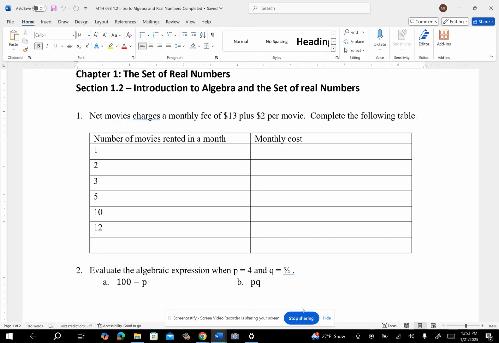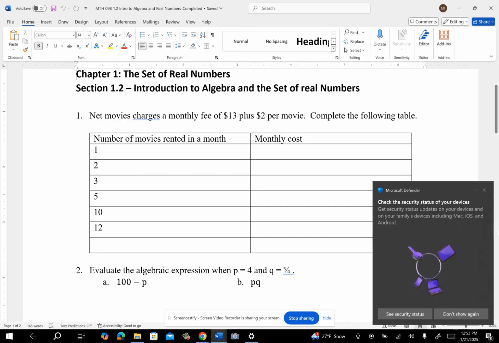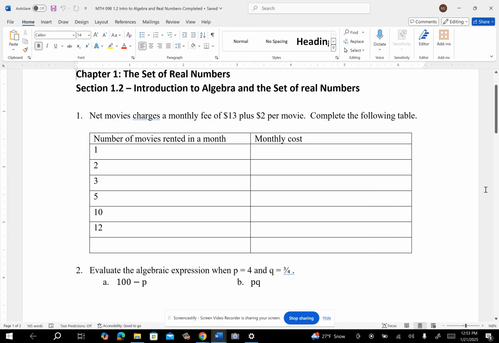So in section 1.2, we're getting a sense of what variables are used for. So we use letters to stand for numbers, but I want you to get a sense of why we do that. So let's take a look at question number 1 on this handout.